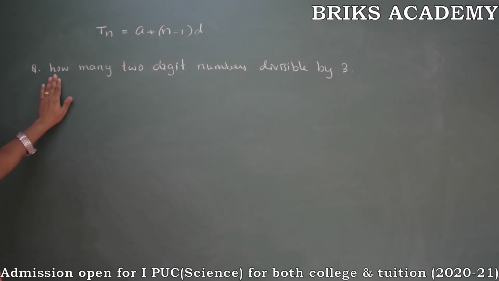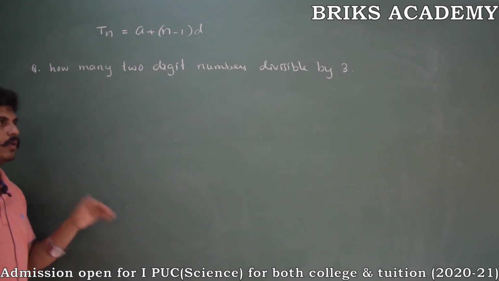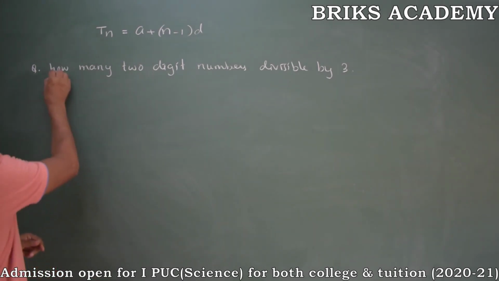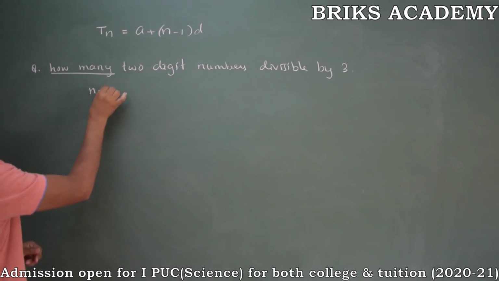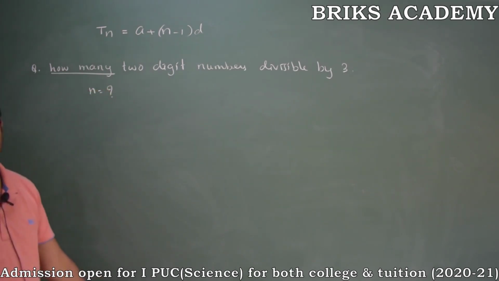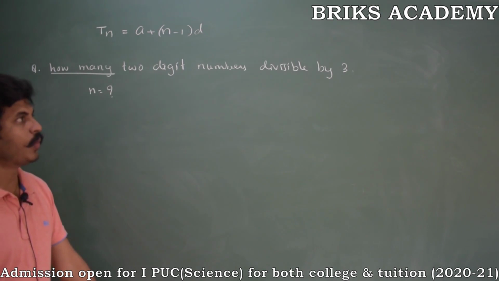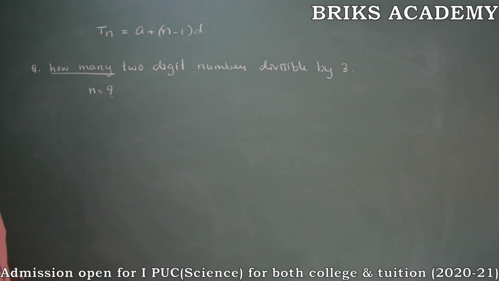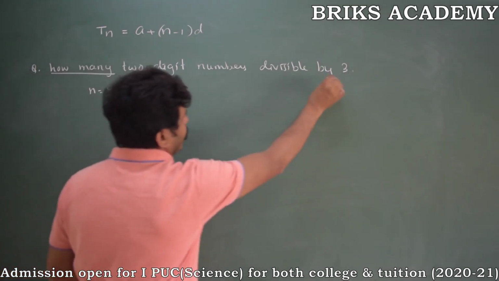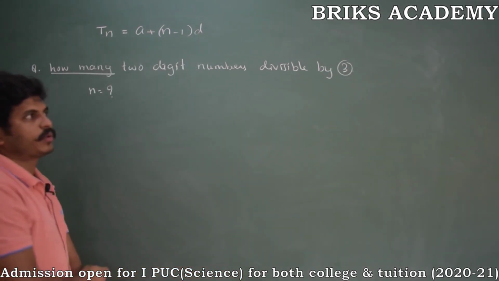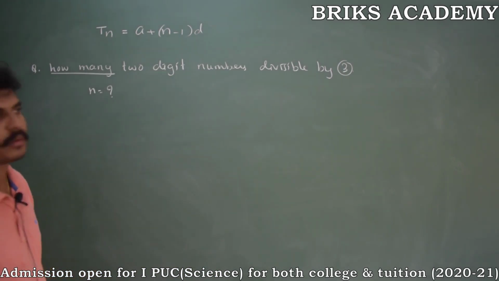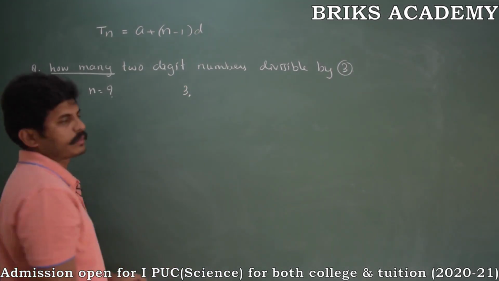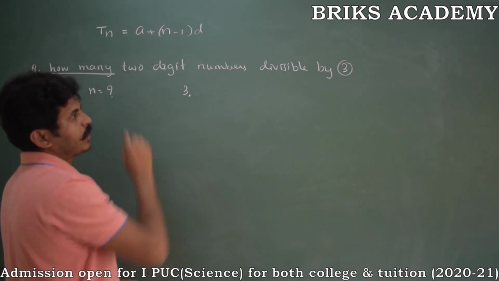How many 2 digit numbers are divisible by 3? Look, again they have indirectly given us a task to find out n. How many? Say n is the count. I don't know how many there are. Directly it didn't ask to calculate n, indirectly it asks for n. 2 digit numbers divisible by 3. Can you write the 2 digit numbers which are divisible by 3? 3 is definitely divisible by 3, but it is not a 2 digit number.